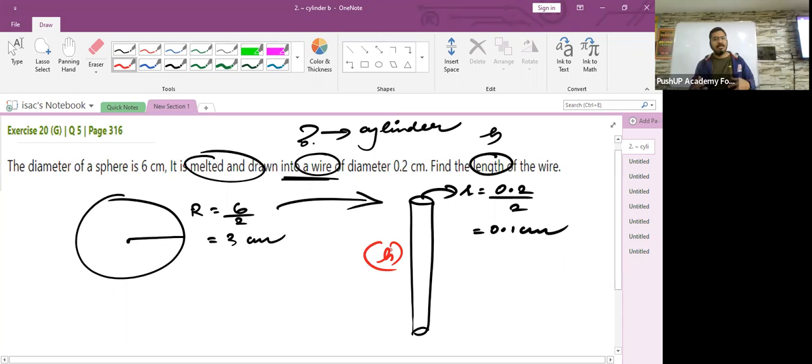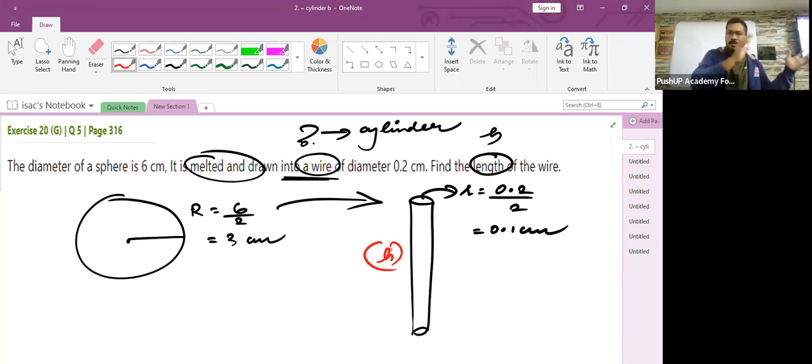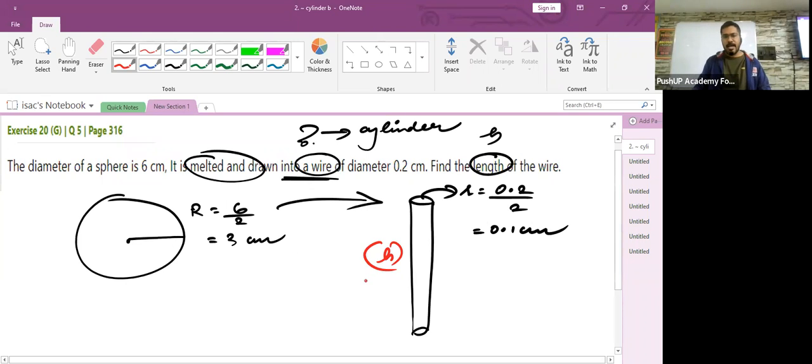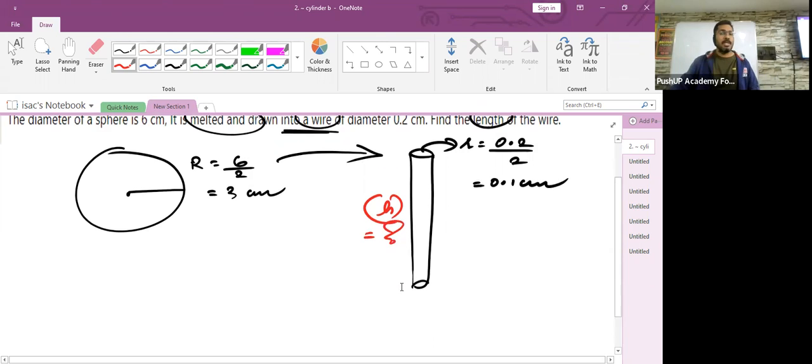Before also I have told you, when does the height of a cylinder become the length of the cylinder? When the cylinder has fallen on the surface, you call it length. When the cylinder is standing erect, you call it the height of the cylinder, isn't it? So here they are asking us to find the height or the length of the cylinder.